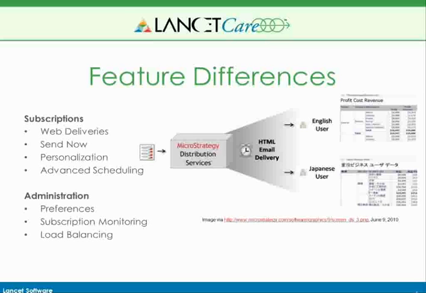We've looked at a few of the high-level architecture differences. Now let's take a look at some of the feature differences and some of the new features in distribution services. Web deliveries and email subscriptions are now handled exclusively by distribution services, and additional file delivery formats are now supported. Reports can now be sent in plain text, and report service documents can now be sent in HTML, PDF, Excel, or Flash formats. Additional delivery options are also now available.